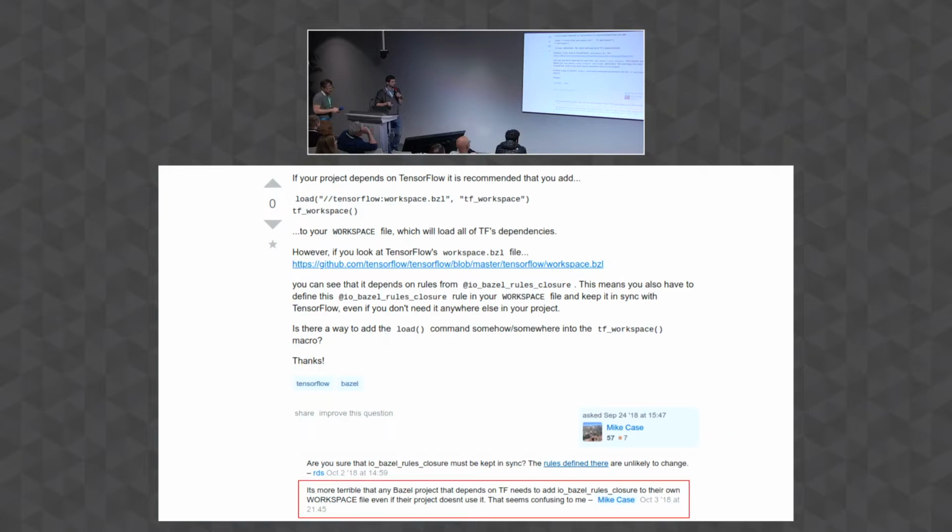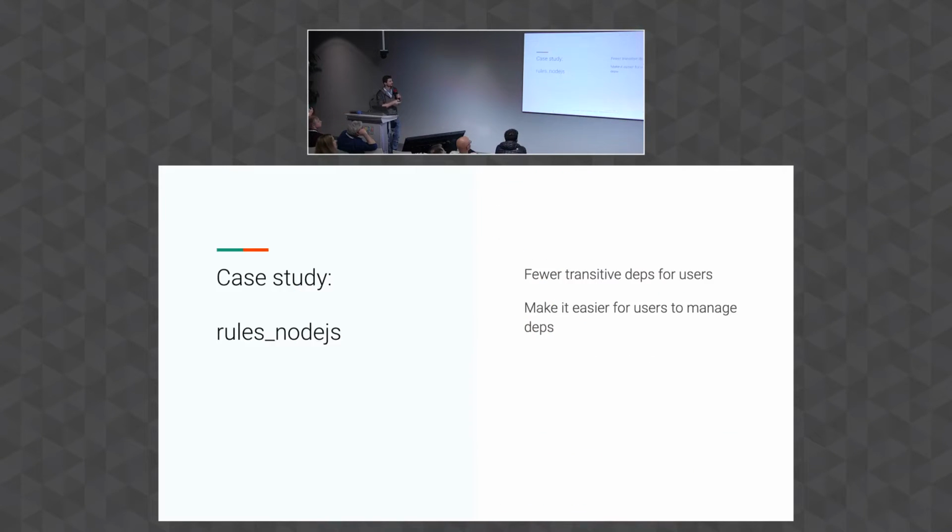Thanks, Alex. That's an example of an issue on TensorFlow. I will quickly run you through what we do at rules_nodejs about everything Alex talks about right there. We want to ship fewer transitive deps to our users, and we want to make it easier for them to manage the deps that we do have.